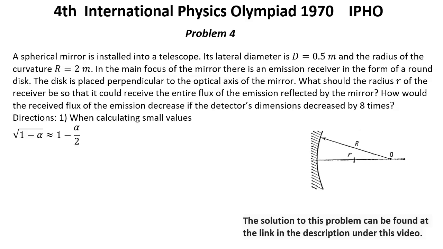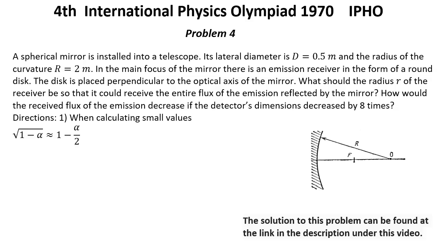Fourth International Physics Olympiad, year 1970. IPHO, problem number 4. A spherical mirror is installed into a telescope.